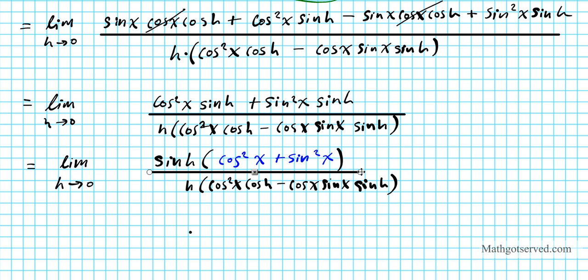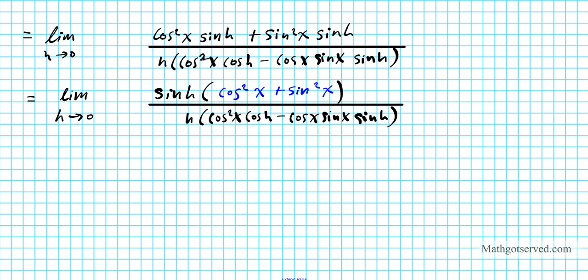Now, what we're going to do is make a first substitution. So we have the Pythagorean identity here. So this one can be replaced with 1. While we're at it, we can also separate this product right here. So now we're going to have the limit as h approaches 0. You see these two?